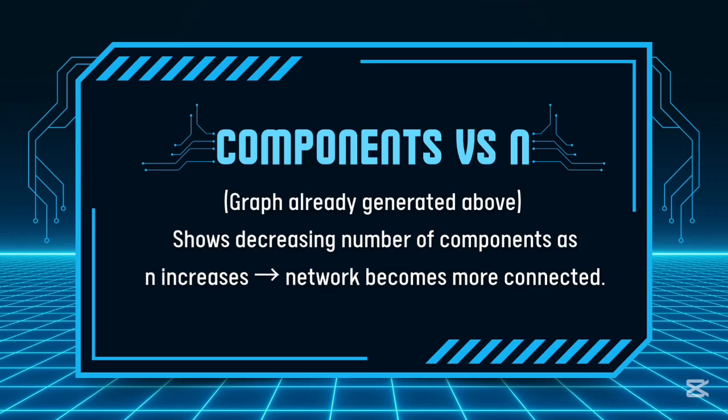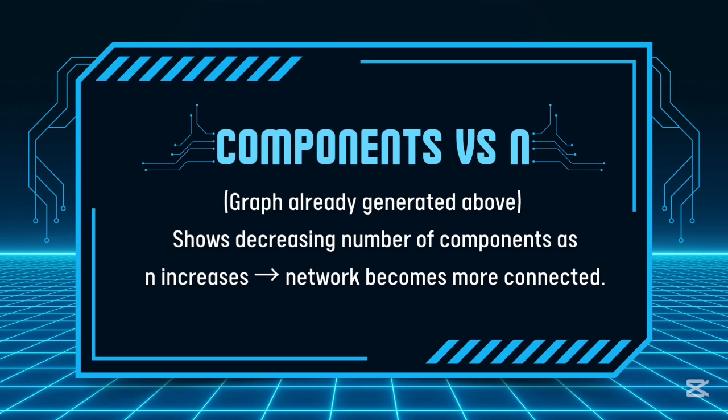Now I will continue the project with components versus n. From the graph, we can see that it shows the relationship between the number of users, denoted by n, and the number of connected components in the social network. On the x-axis, we have the number of users, and on the y-axis, we have the number of connected components.